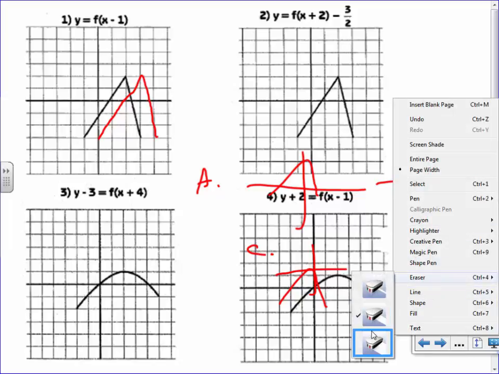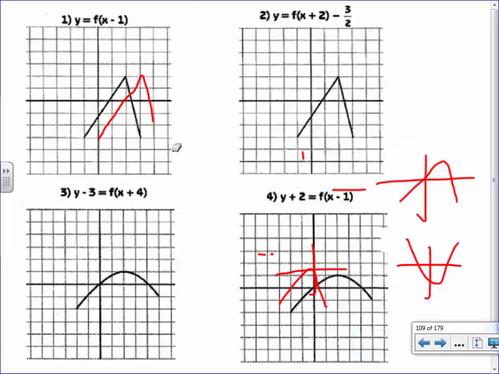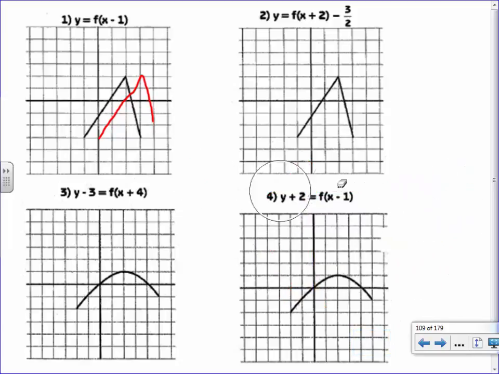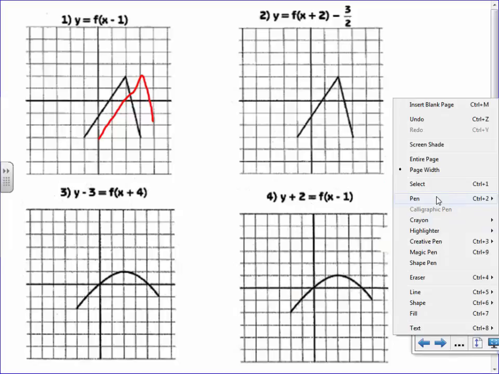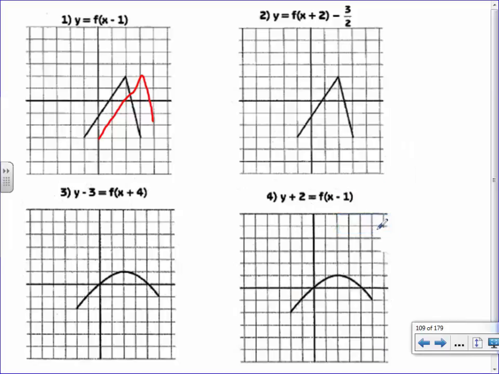Let's do number 4, just because number 4 has a nice little twist on it. What am I trying to hint at for number 4 here? What's the twist?